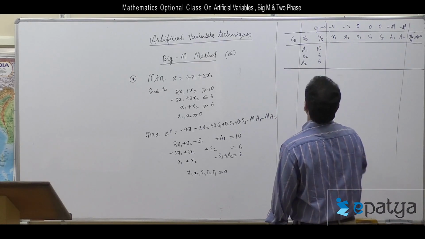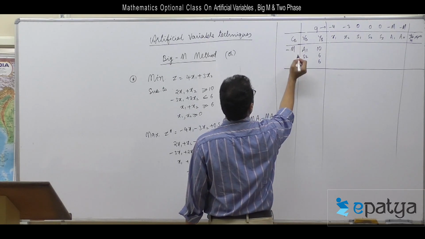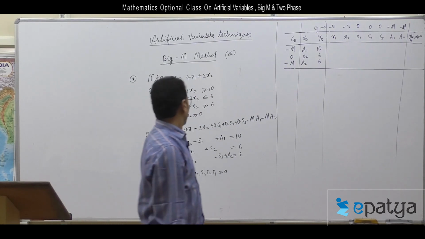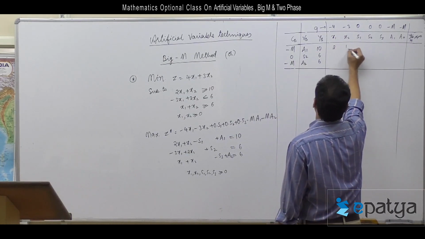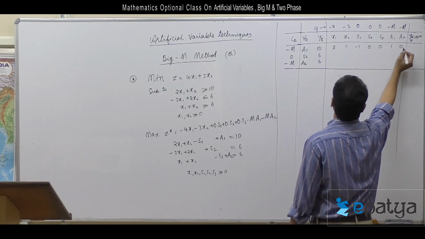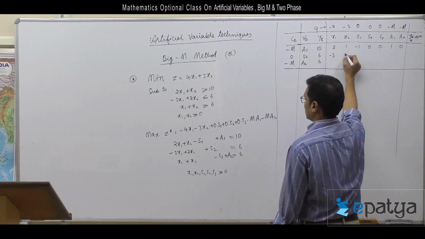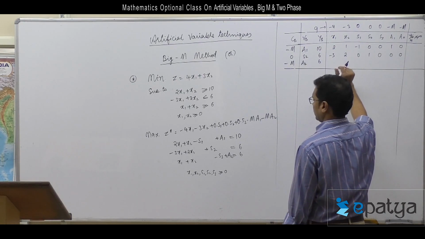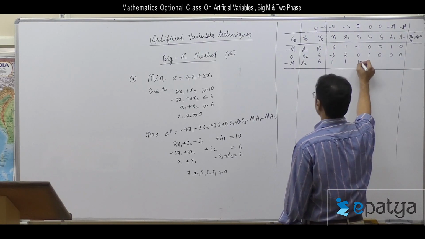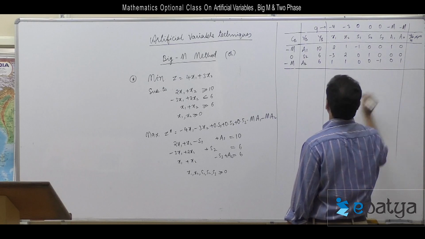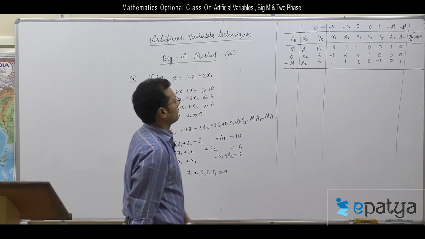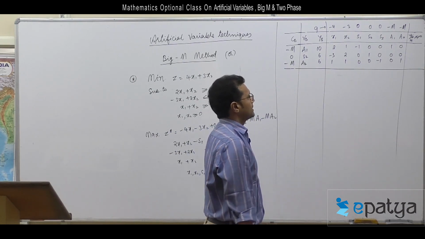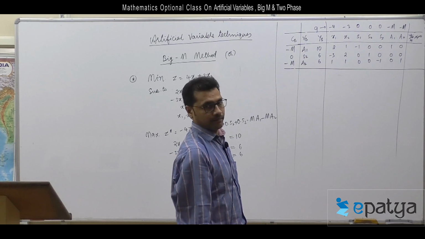Now, minus M, 0, minus M, the CBs. So, 2, 1, minus 1, 0, 0, 1, 0, minus 3, 2, 0, 1, 0, 0, 0, 1, 1, 0, 0, minus 1, 0, 1. Okay, this is the initial basic feasible solution.